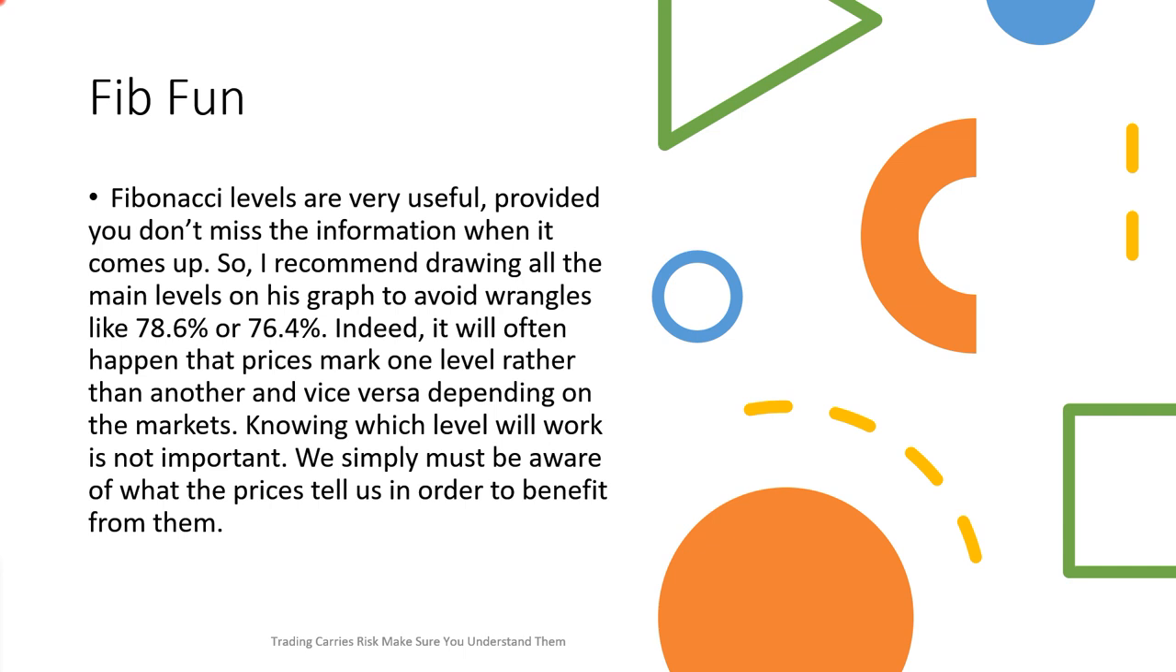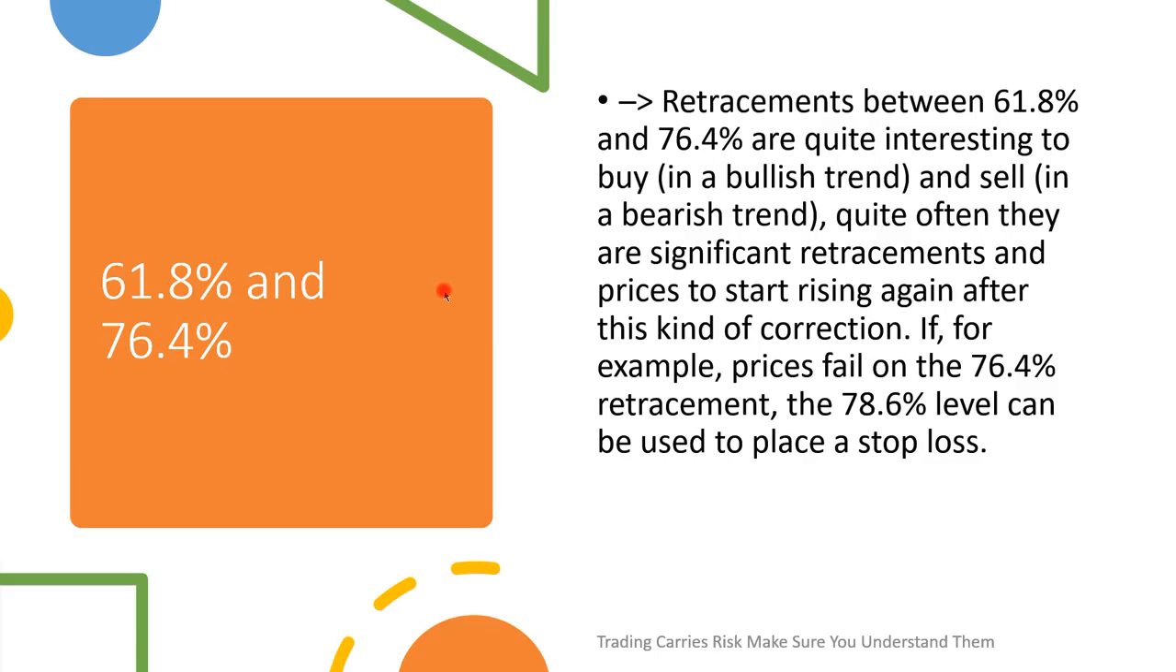So I recommend drawing all the main levels on your chart to avoid wrangles like 78.6 and 76.4. Okay, remember, they're not exact. Remember when we were building these ratios, we divided 13 by 21 and then 21 by 31 and so on. They're all 1.618, 1.6182, 1.6184, and they were averaged out into 1.618, and that's what we use. Or 618, or 38.2, or 23.6. So they're not exact. We simply must be aware of what prices tell us in order to benefit from them.